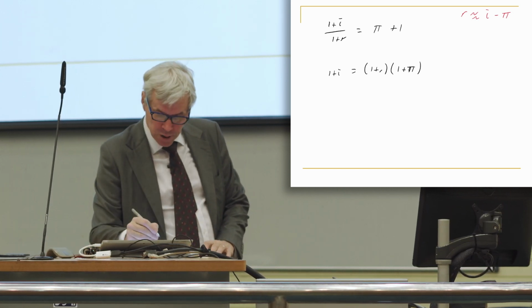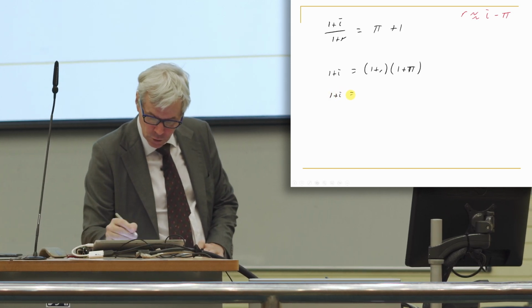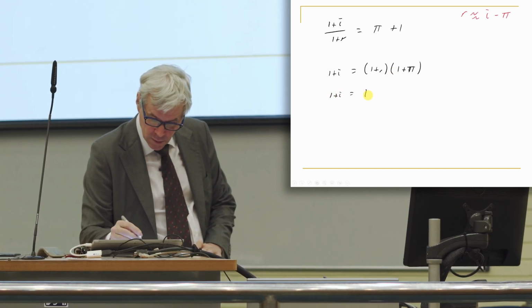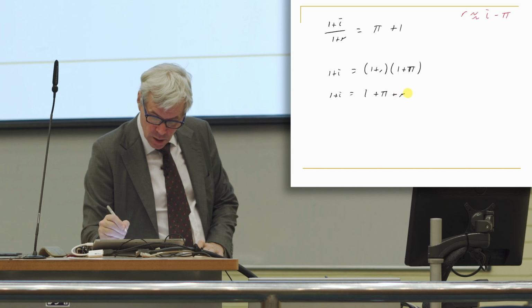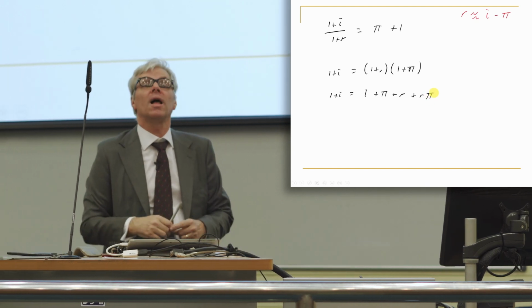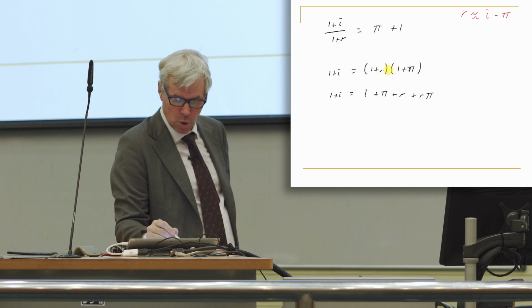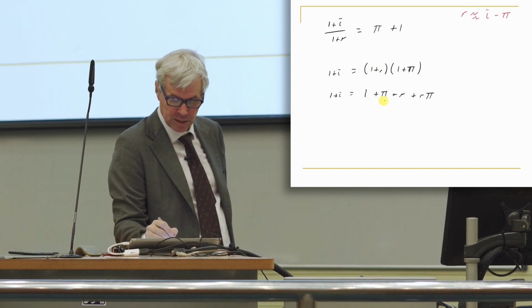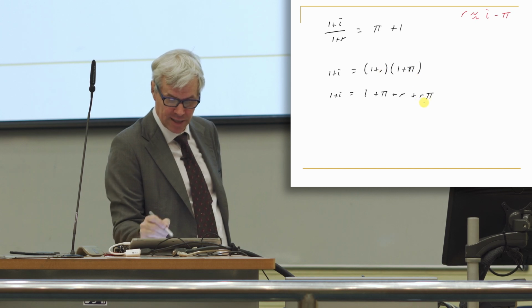So let me multiply out the right-hand side. 1 plus i is equal to 1 times 1 is 1. 1 times inflation is inflation. r times 1 is r. And r times inflation. That's just multiplying out that polynomial. We've got 1 times 1, 1 times inflation, that's this bit. r times 1, that's this. r times inflation, that's that.